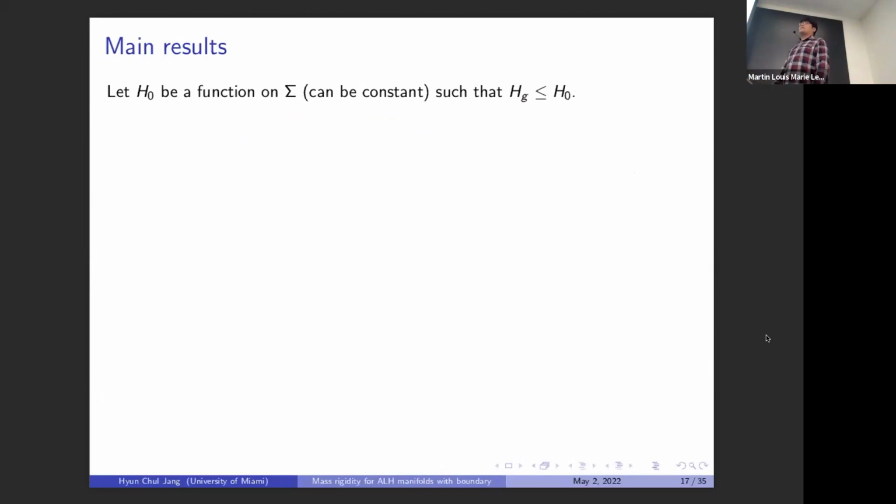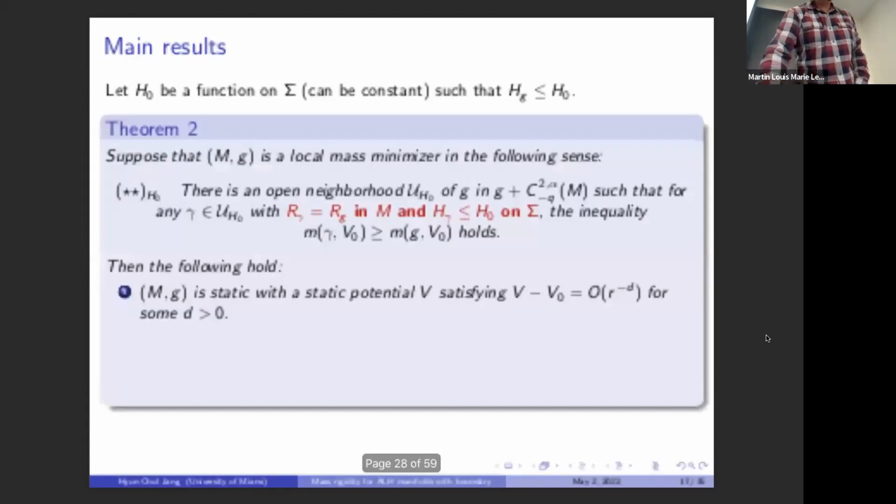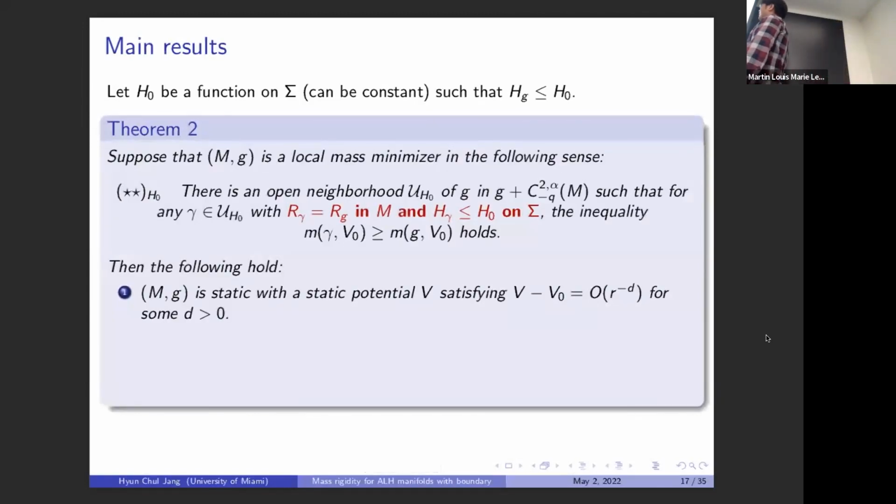Right, so for the second mass minimizing result, we need this upper bound function H naught that can be constant. We're going to use a constant function later, but for the sake of generality, we can use H naught, some function. Okay, so theorem two goes like this. We have this constraint space again, an open neighborhood, but we have this H naught dependency and the scalar curvature constraint is still there, but for the boundary geometry, we don't have any restriction on the induced metric on the boundary, but the mean curvature can decrease. Okay, so in that constraint space, we want this inequality to be true.